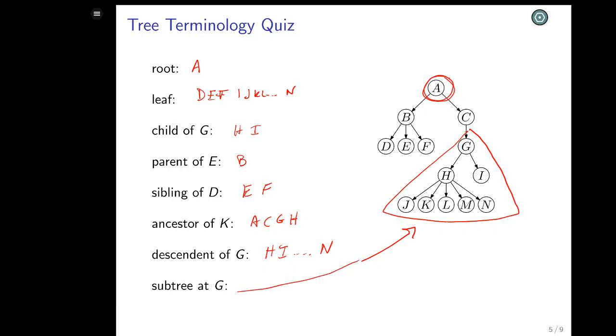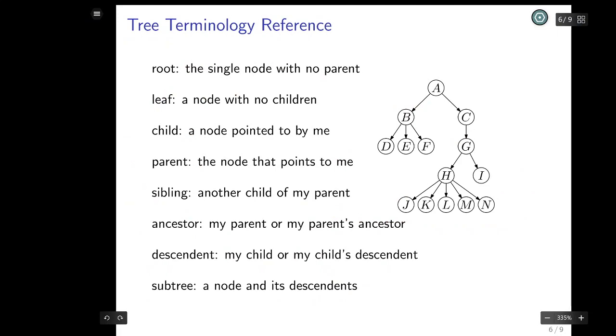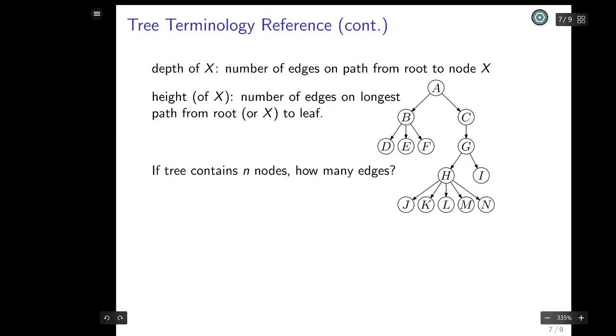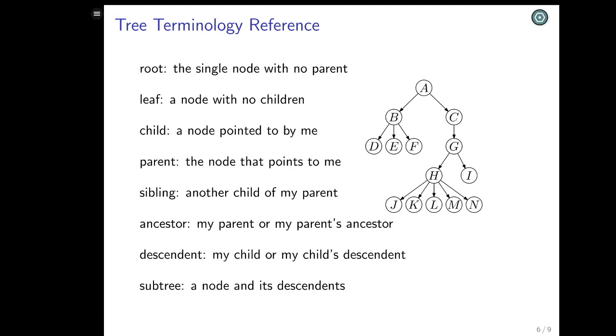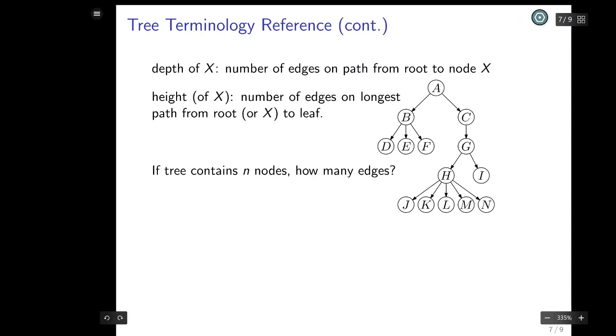Excellent job on the quiz. This is all the words that define what we just did. Let's just see how I defined ancestor. My parent or my parent's ancestor. Good. A lovely recursive definition.